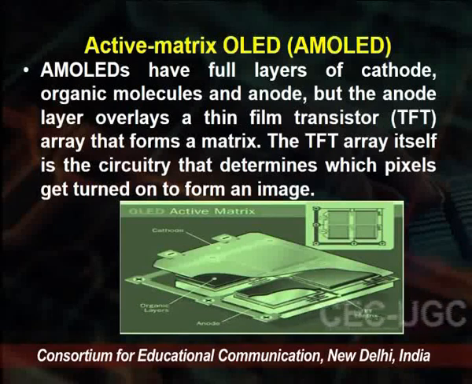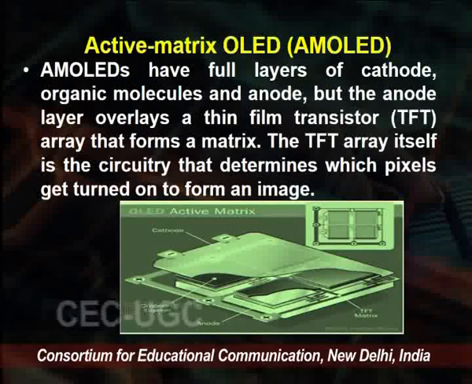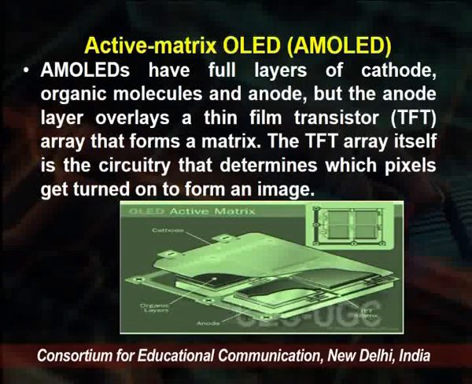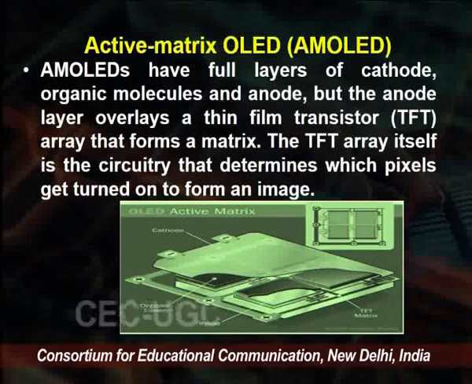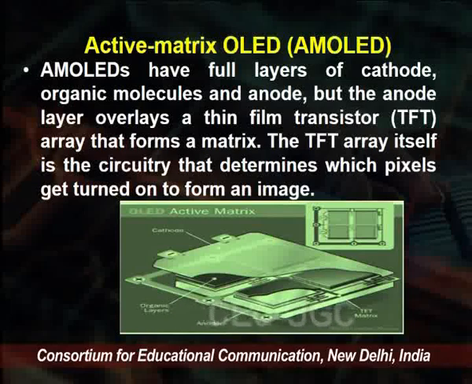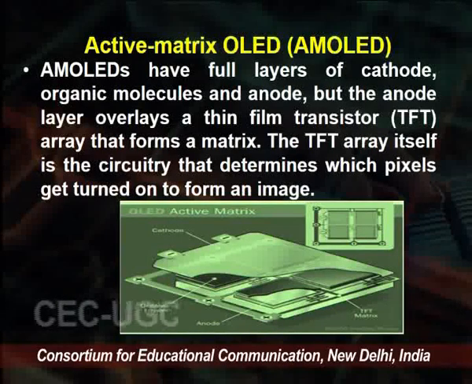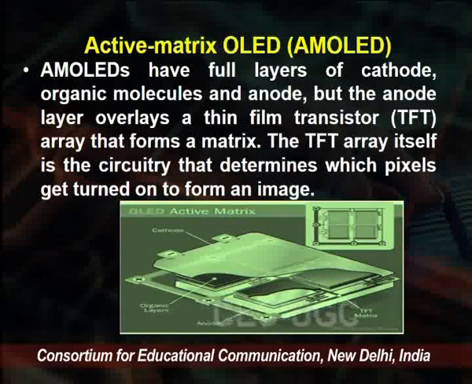The next type of OLED is the active matrix. Here, active matrix OLEDs have the full layers of cathode, organic molecules, and the anode. There is no strips type of structure, but here we have the full layer. But the anode layer overlays a thin film transistor, that is a TFT, array that forms the matrix. The TFT array itself is the circuitry that determines which pixels get turned on to form an image.